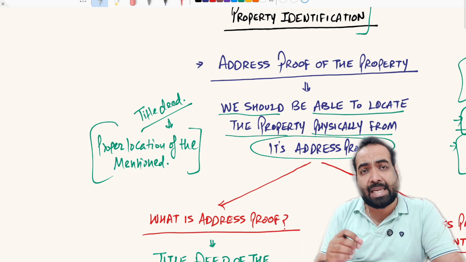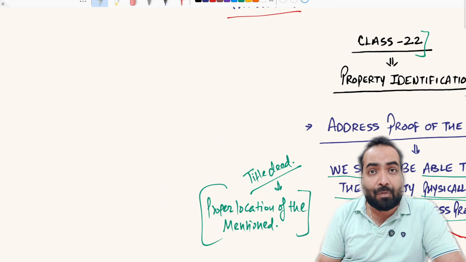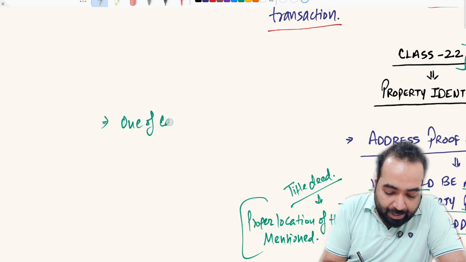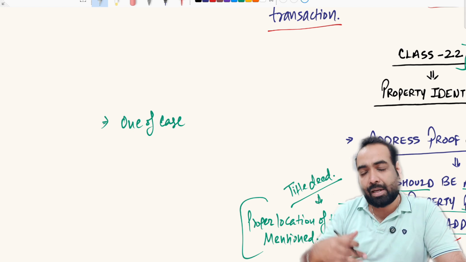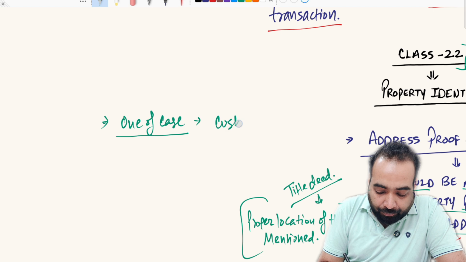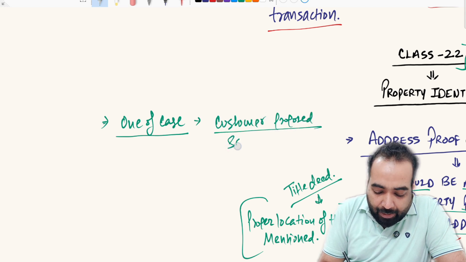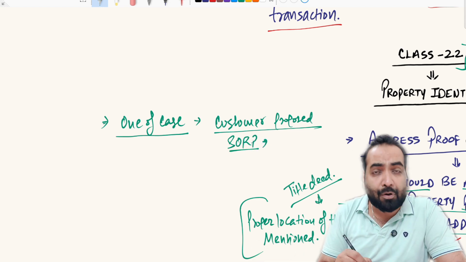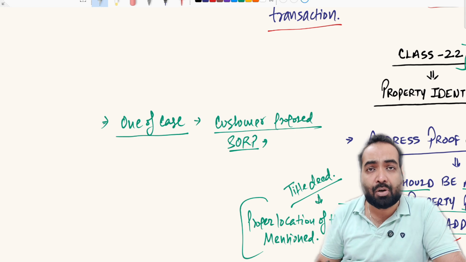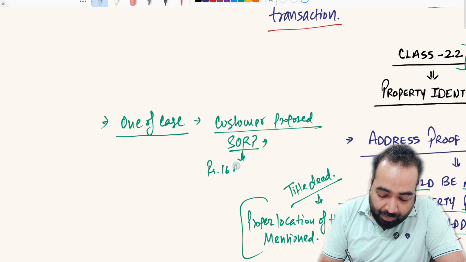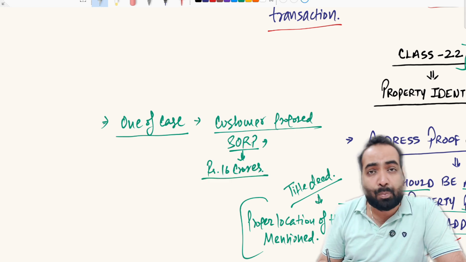So the question is, why is that concept important? I will give you one more example. In one case that I have seen in my life, not done by me, in another department of my bank, the customer proposed a self-occupied residential property as security to the bank. It was proposed for mortgage, right? The property was having a value of rupees 16 crores.